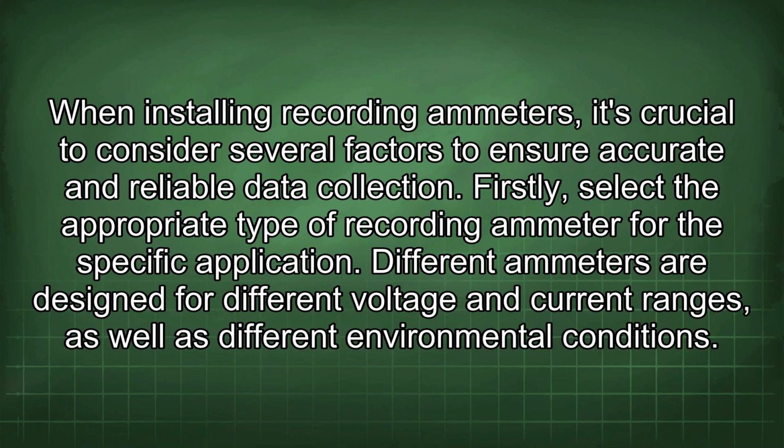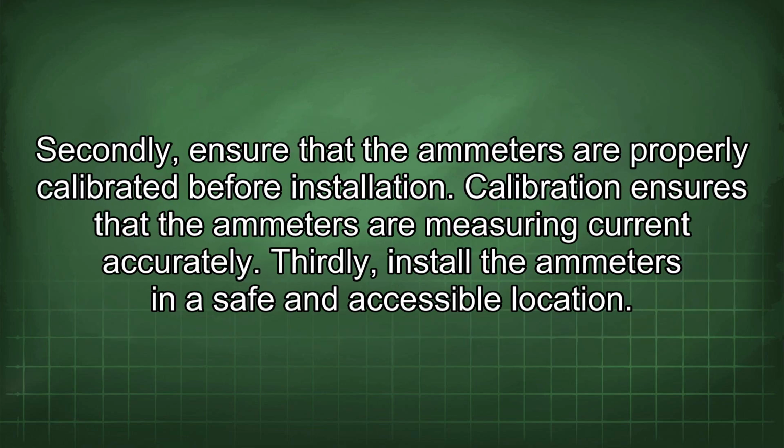When installing recording ammeters, it's crucial to consider several factors to ensure accurate and reliable data collection. Firstly, select the appropriate type of recording ammeter for the specific application. Different ammeters are designed for different voltage and current ranges, as well as different environmental conditions. Secondly, ensure that the ammeters are properly calibrated before installation. Calibration ensures that the ammeters are measuring current accurately.